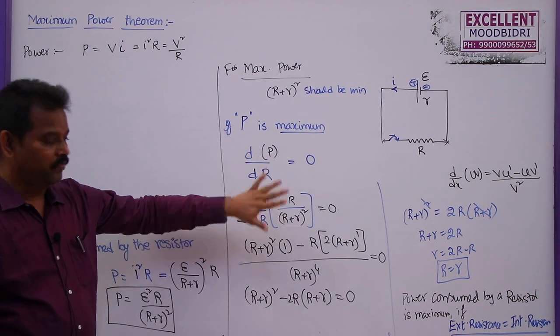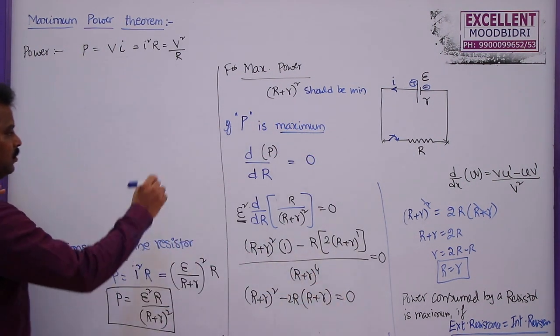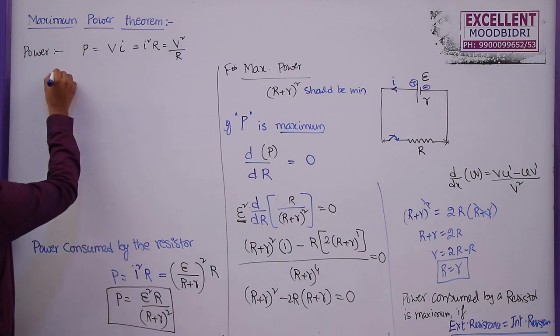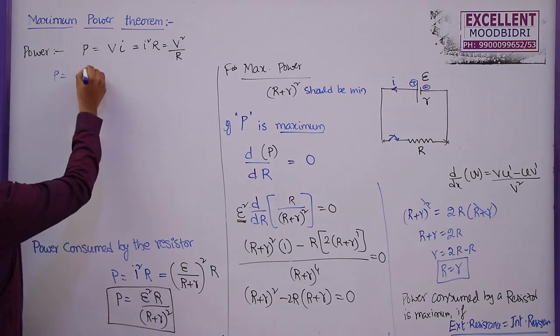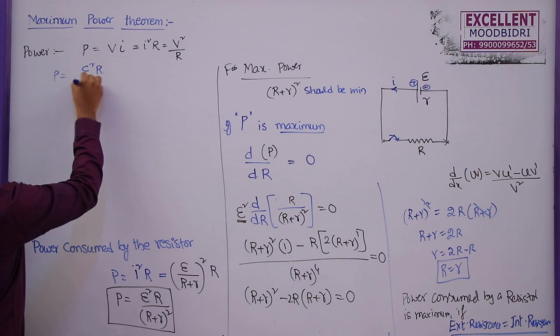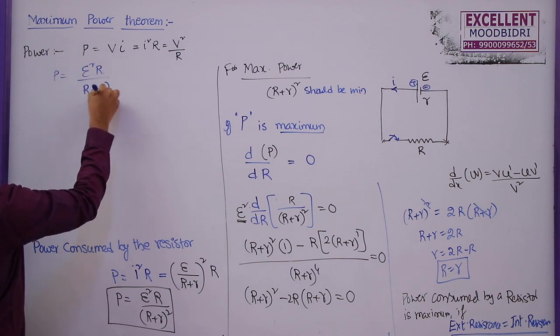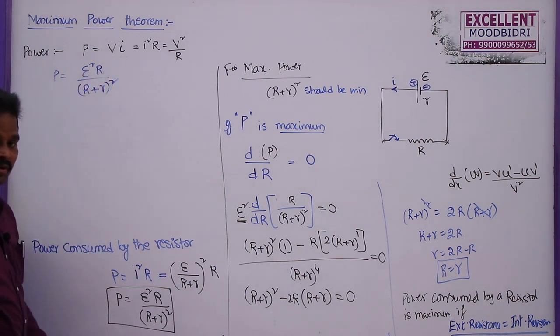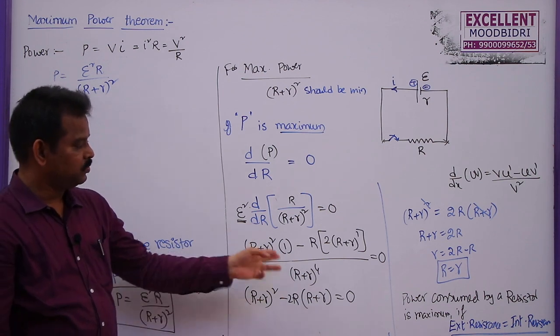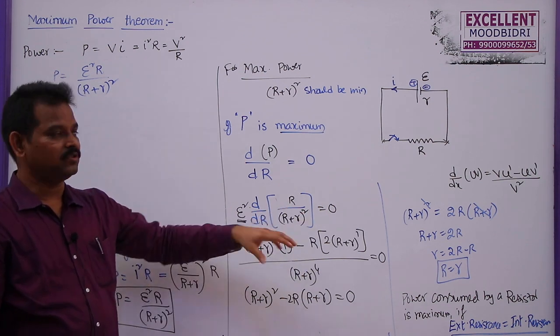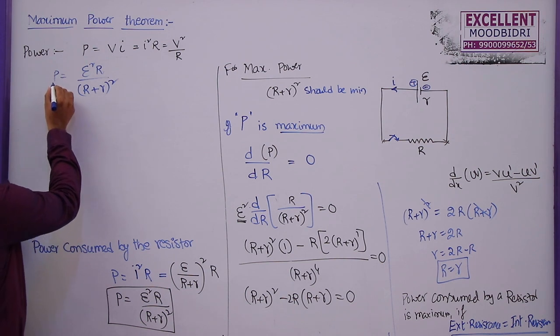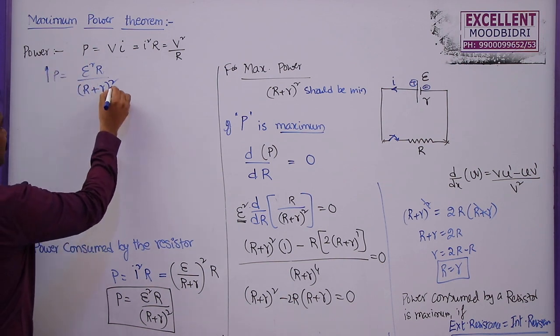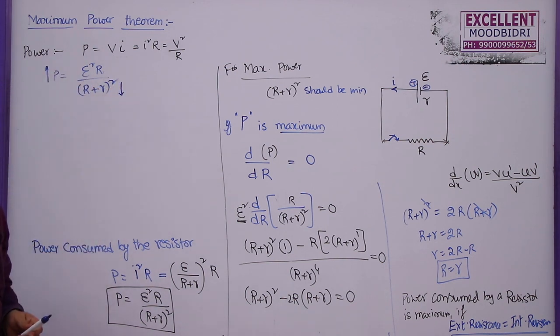In the second method, without using differentiation, I am going to use the same formula: power is equal to E square R by (R plus small r) whole square. Those who are strong in differentiation can use the other method. If you are weak in differentiation, then you can use this method. As the power is maximum, this denominator should become minimum.